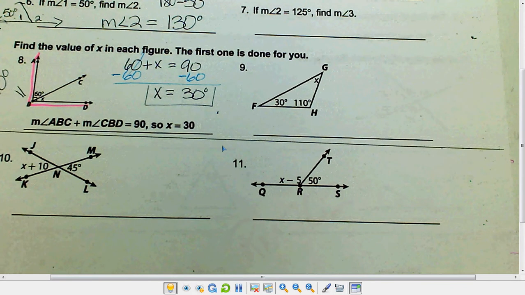Okay, number 9. Now I know you're looking at this and you're saying, oh, I can just add these two and subtract from 180. But we're going to do it algebraically, remember? So you're about to see how the algebraic is the same thing that you've been doing. It's just a different format. And remember, we're doing it algebraically because it's preparing you for the road ahead in math.